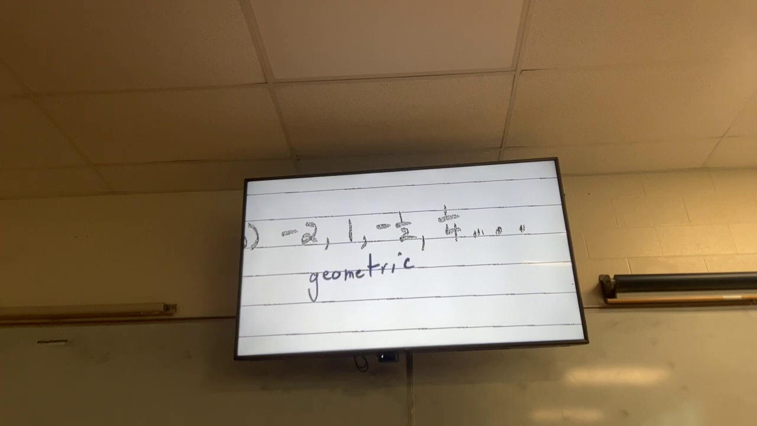This is not a common difference, right? The difference between -2 and 1, that's 3. That's not the same as the difference between these numbers, right? That's 1.5. So it can't be arithmetic. It has to be geometric.